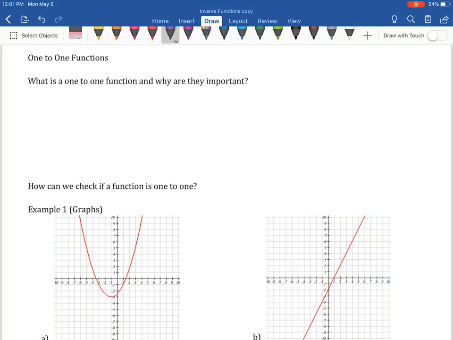In this video, we're going to talk about one-to-one functions. And so to start talking about one-to-one functions, first I want to discuss or review what a function is.